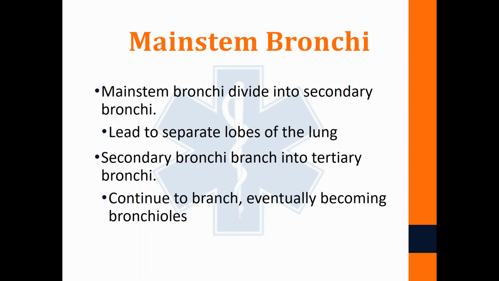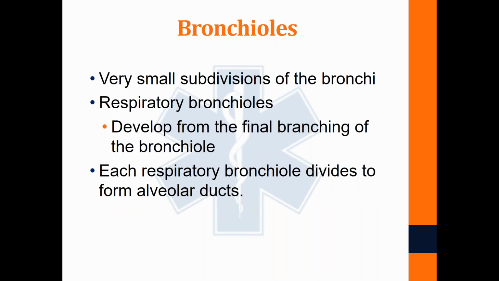Those left and right main stem bronchi divide into secondary bronchi that lead to each individual lobe of the lung. Those secondary bronchi branch out into tertiary bronchi to go out into the farther reaches of that particular lung. They eventually become tiny little bronchioles that are now going out towards each individual alveolar duct. And those alveolar ducts are where those alveoli live. They become the respiratory bronchioles and the alveolar ducts, and that is where all of our alveoli start.